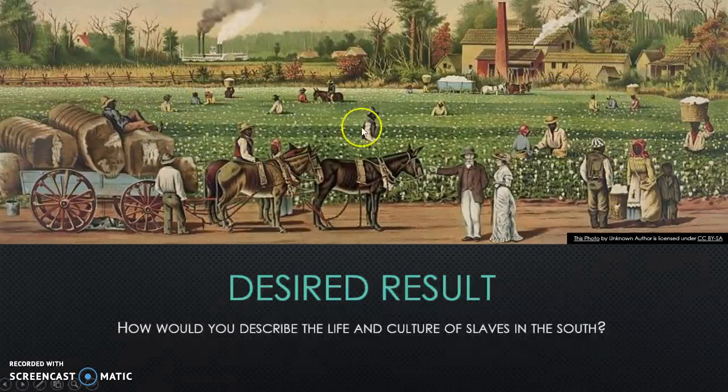So you can see a picture here, a painting of what slavery was like in the South, what life was like for slaves on plantations a little bit, and some of the things that they're working and doing. So hopefully that gives you an idea of what we'll be talking about today.